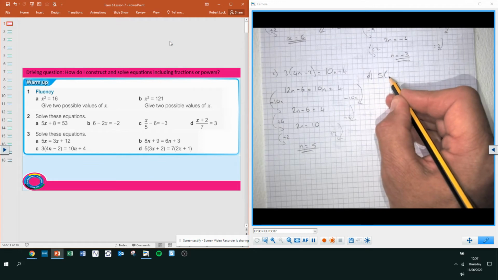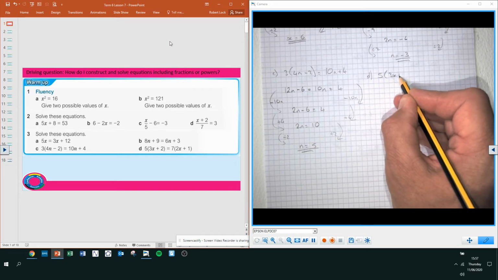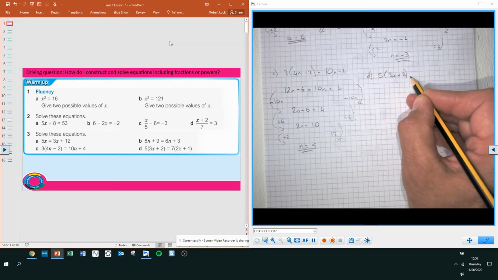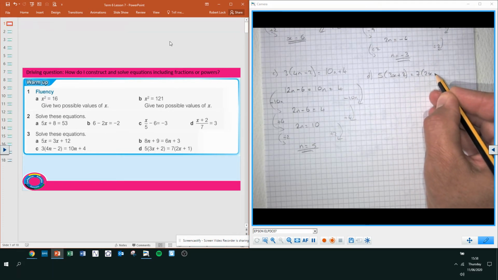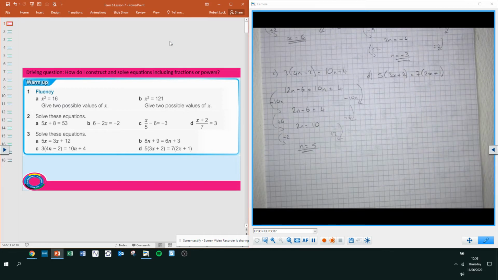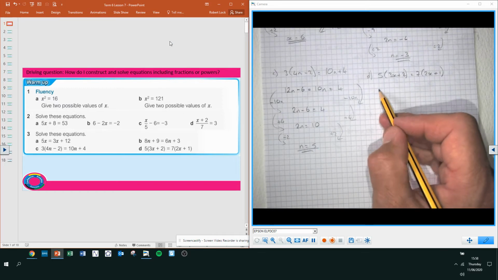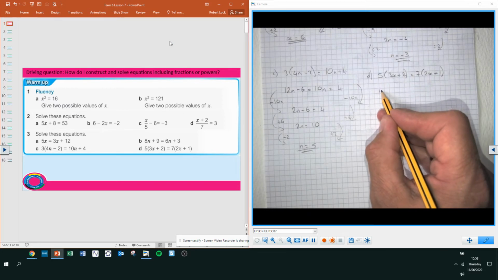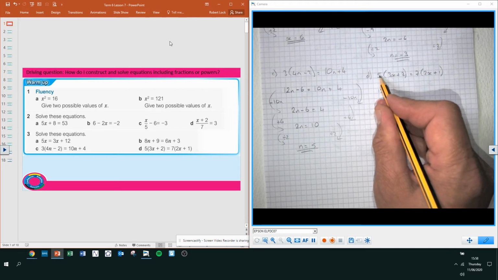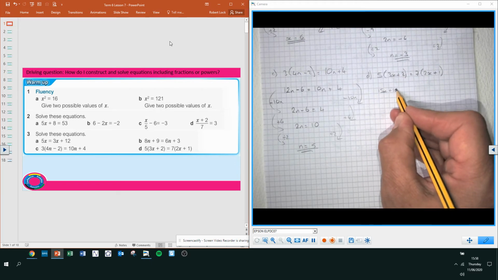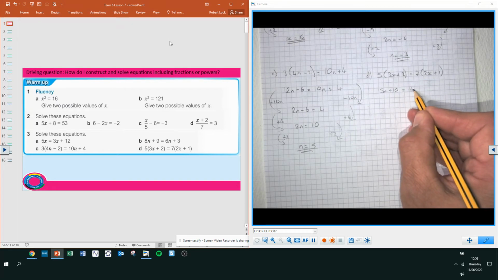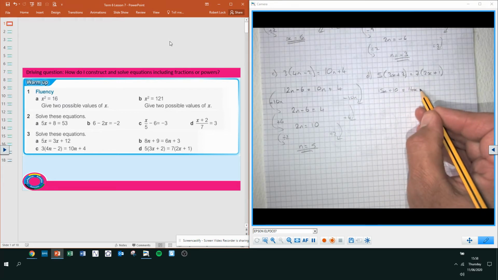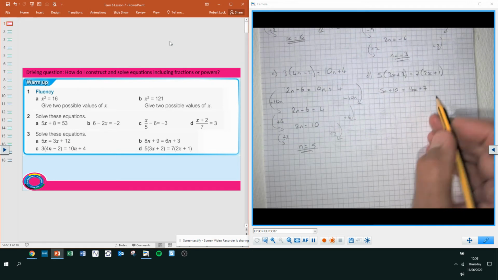5 bracket 3x plus 2 close bracket equals 7 open bracket 2x plus 1 close bracket. Multiply the brackets first. 5 times 3x is 15x. 5 times plus 2 is plus 10 equals 7 times 2x is 14x. 7 times 1 is plus 7.